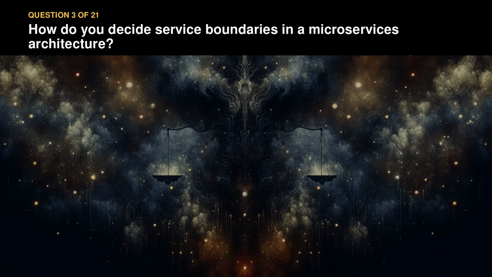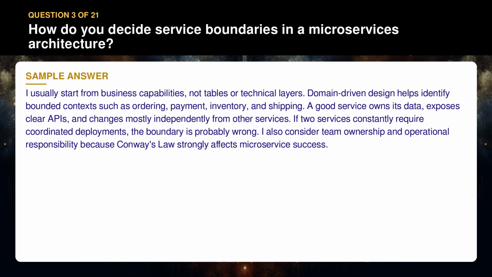Question 3. How do you decide service boundaries in a microservices architecture? I usually start from business capabilities, not tables or technical layers. Domain-driven design helps identify bounded contexts such as ordering, payment, inventory, and shipping. A good service owns its data, exposes clear APIs, and changes mostly independently from other services.